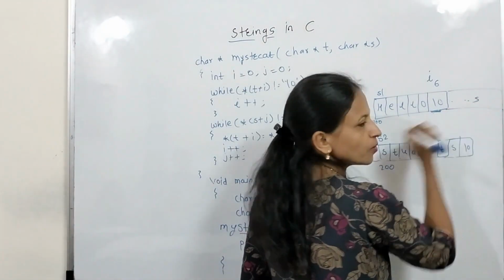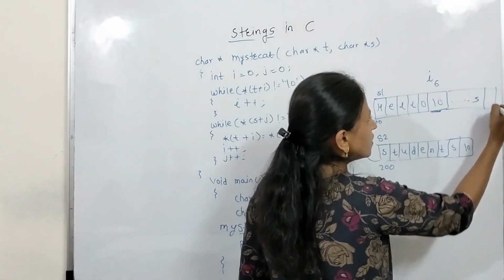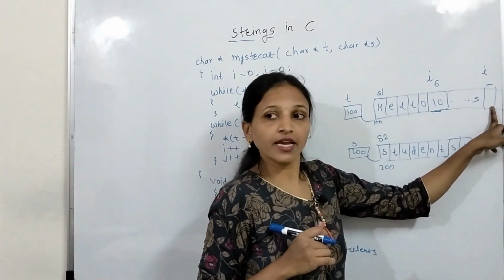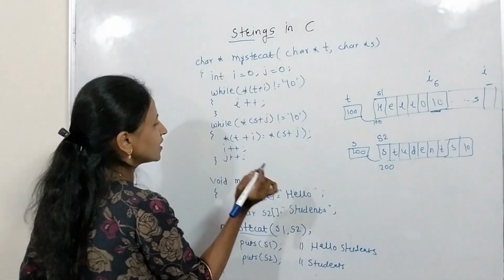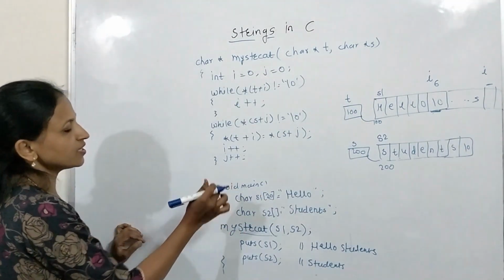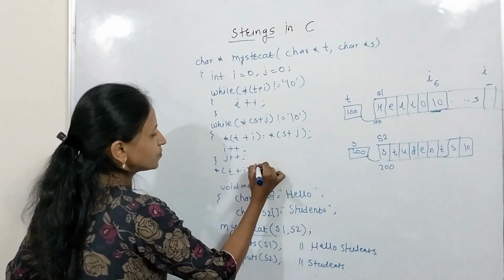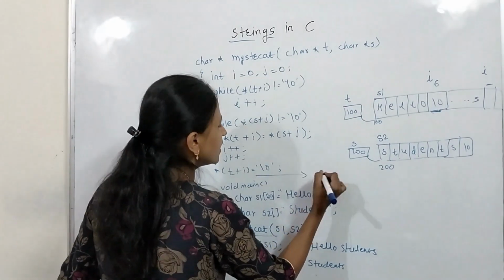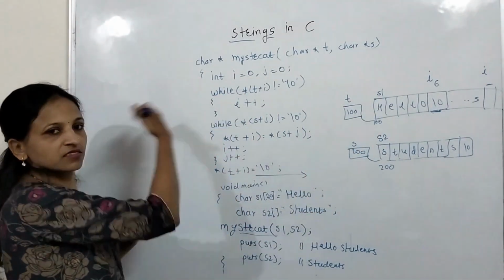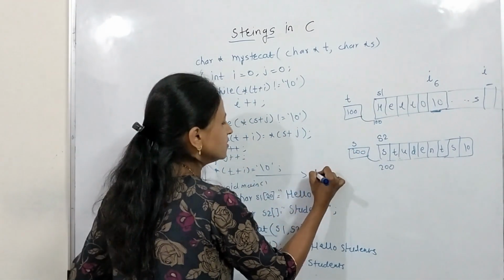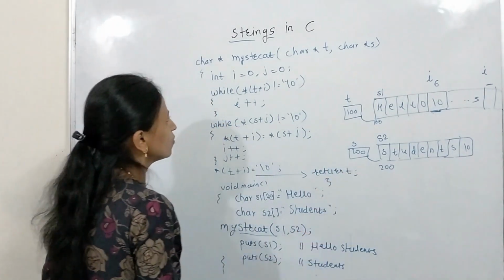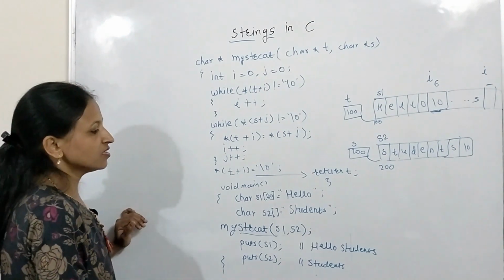Finally s will get copied, and now here i will have the proper value of this location at the end. Now here only we have to put that '\0'. What should be written here? '\0'. Then give a semicolon, and finally we have to return that target. Getting? Return t. That's it. This is the whole code for this mystrcat.